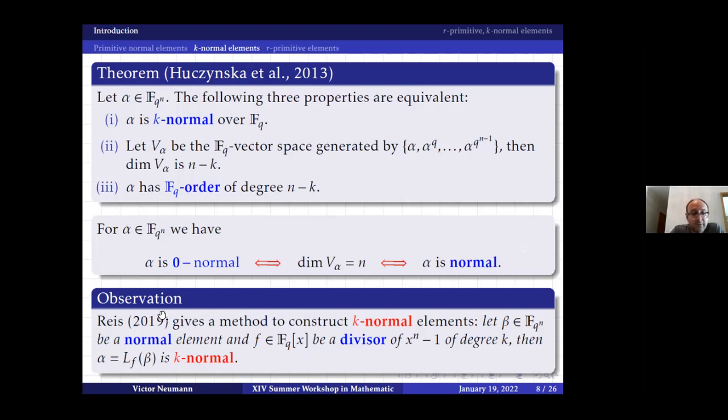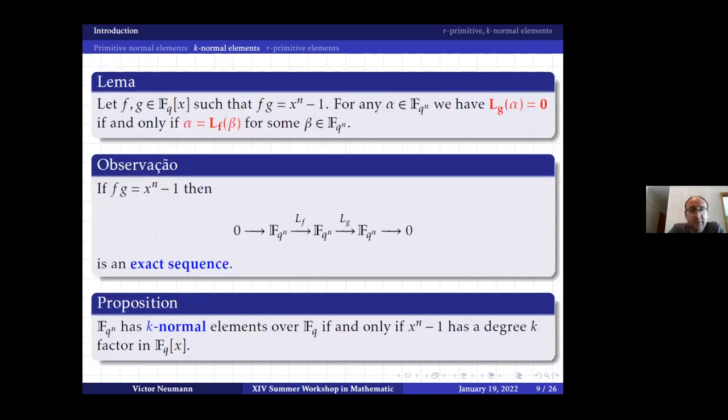And Reyes in 2019 gave a method to construct k-normal elements. We may take beta, a normal element, and f a divisor of degree k. So the linearized of f at beta will be a k-normal element. It is very interesting, and it is very easy to see if we observe this exact sequence. In fact, the linearized polynomials are all of them linear maps of this vector space. So here we have an exact sequence of linear maps and vector spaces.